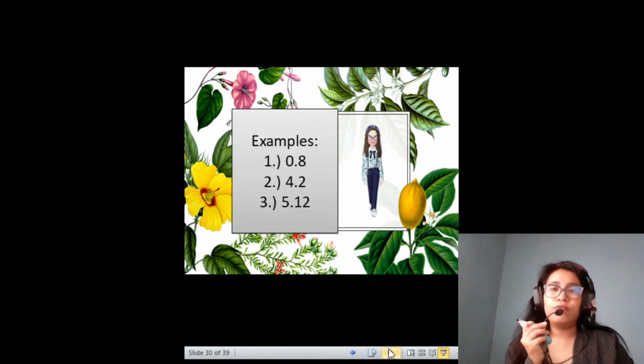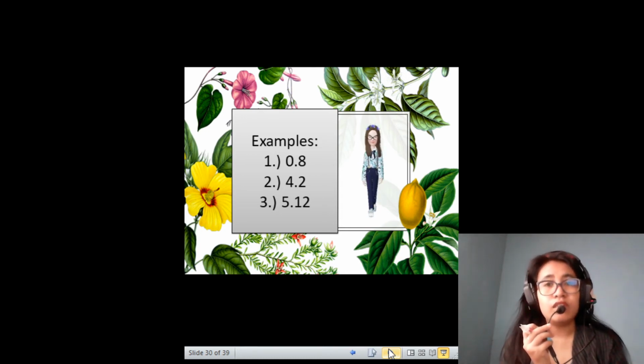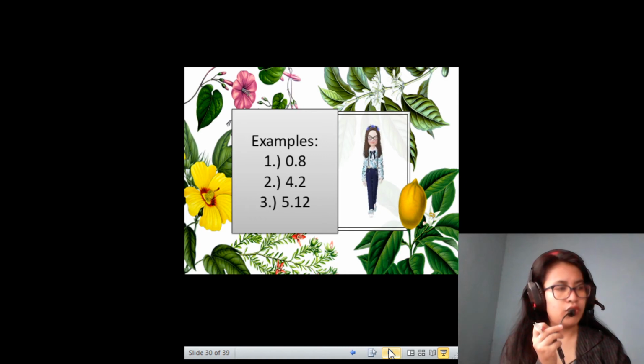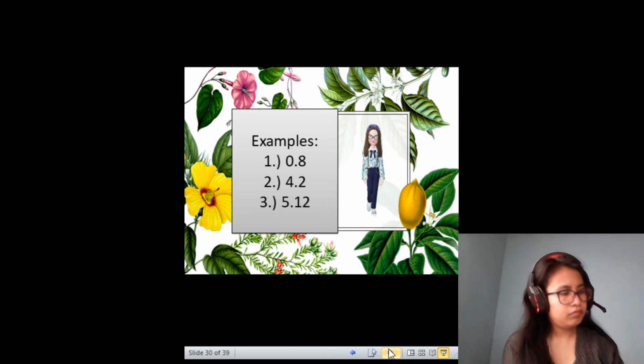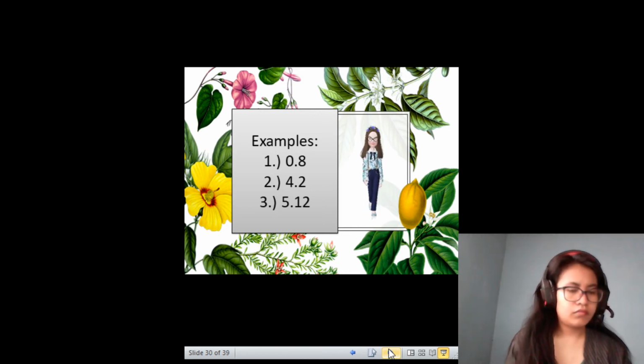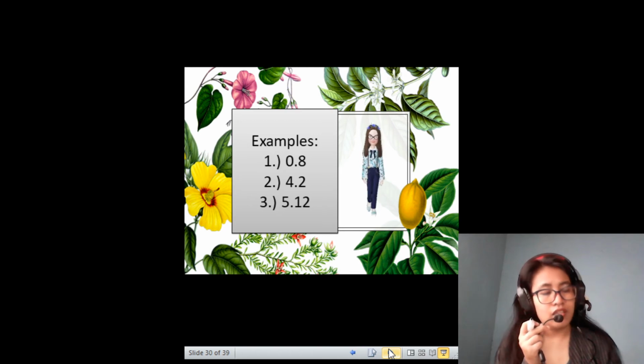Okay, how about if I will change a decimal into a fraction? This is how we do it. For example, I have 0.8. We all know that in decimal places, we start with tenths, hundredths, thousandths, and so on. So if it is 0.8, that means it is in the tenths place. So you will write it as a fraction as 8 over 10.